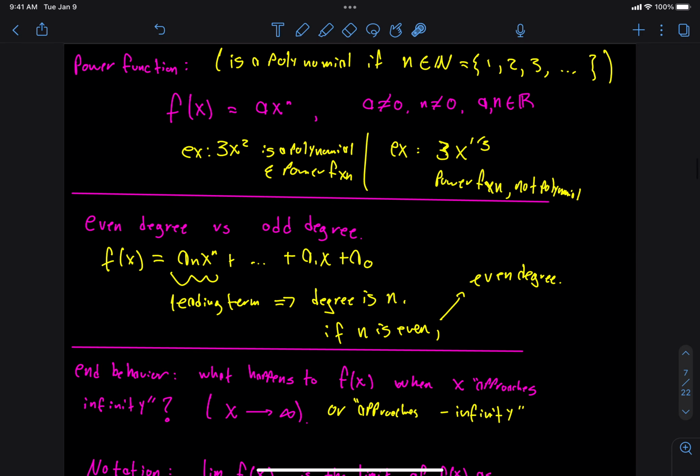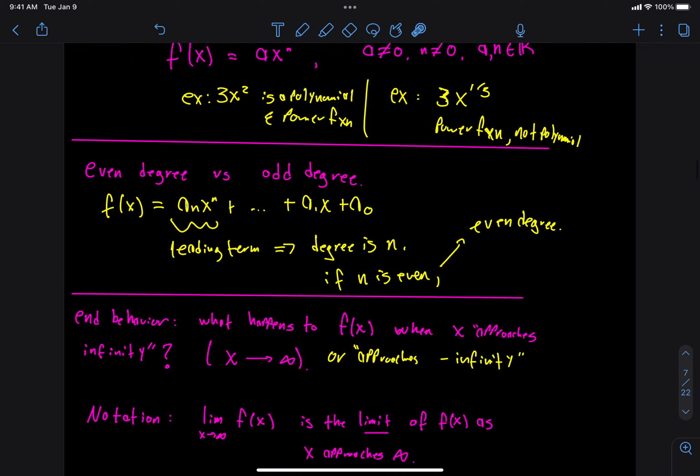Then we talked about power functions. Power functions are not necessarily a polynomial. They are functions of the form a times x to the n, where n is a real number which is not 0. So you could have something like 3x to the 1/3. That's a power function, but not a polynomial. But some power functions are polynomials, namely if the power n is a positive integer. So those were power functions.